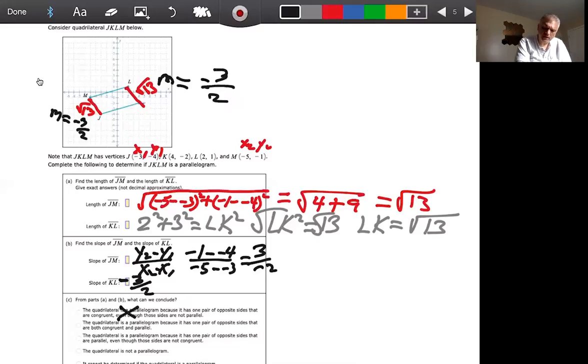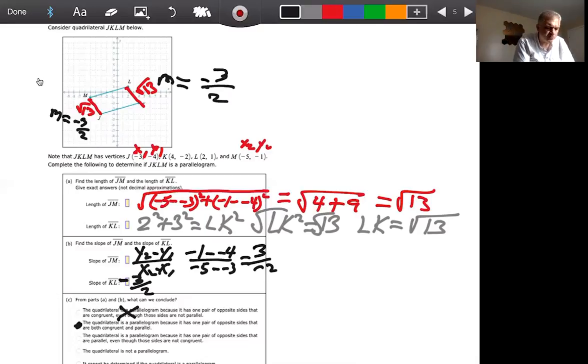Second choice, the quadrilateral is a parallelogram because it has one pair of opposite sides that are both congruent, root 13, and parallel, -3/2. That's a winner right there. Let's just read the other ones here.